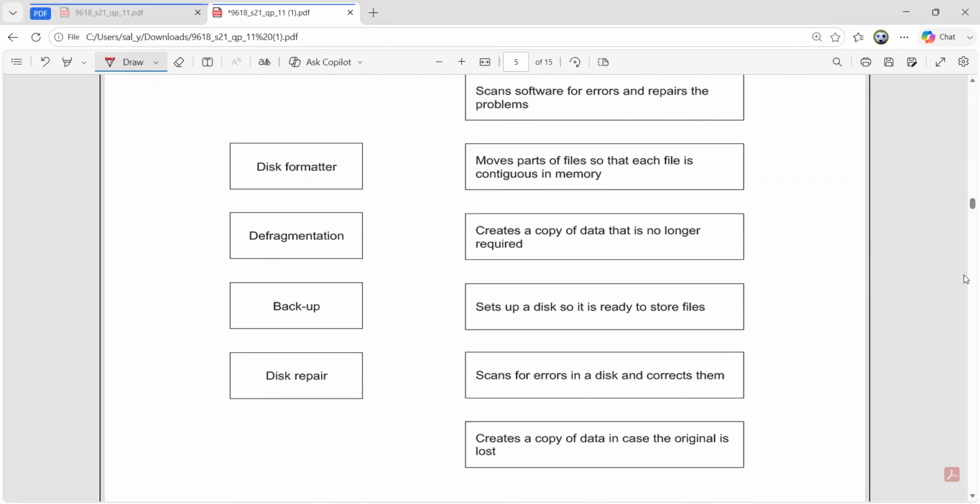And the definitions on the right-hand side: scans software for errors and repairs the problems, moves part of files so that each file is contiguous in memory, creates a copy of data that is no longer required, sets up a disk so it is ready to store files, scans for errors in a disk and corrects them, creates a copy of data in case the original is lost. So very quickly, just try to attempt this and let's see what is the right answer for each of the utility programs that are being mentioned here.